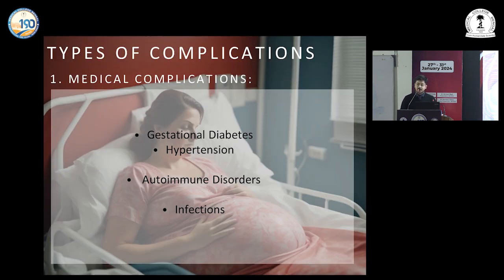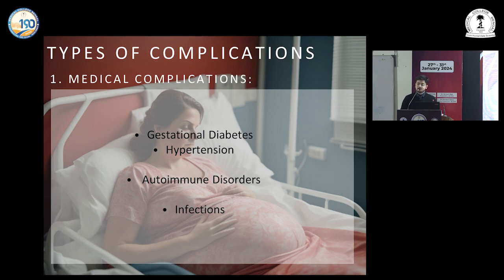Number one is gestational diabetes. It is a condition where there is elevated blood glucose level, mainly seen during pregnancy, and it resolves after that. So it has to be separated from pre-existing diabetic conditions. Second is hypertension. Gestational hypertension mainly arises after the 20th week of pregnancy, and it is characterized by a systolic blood pressure of 140 mm of mercury or more and a diastolic blood pressure of 90 mm of mercury or more.